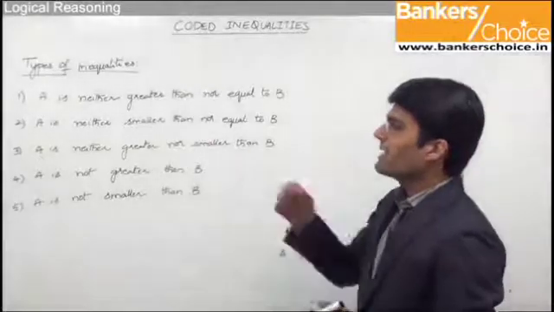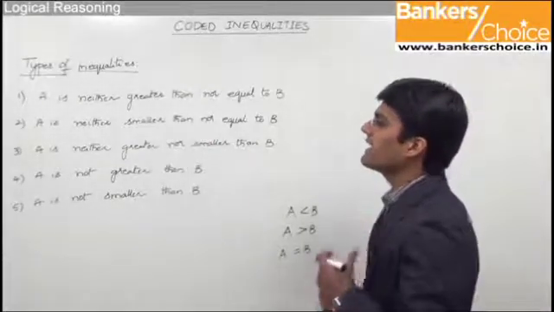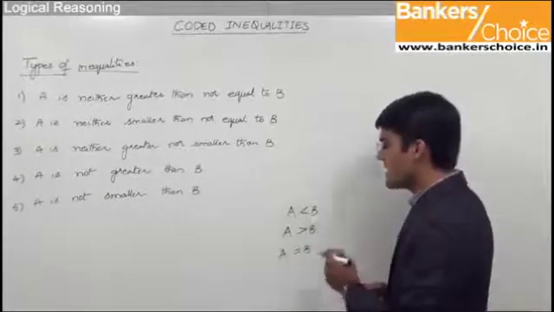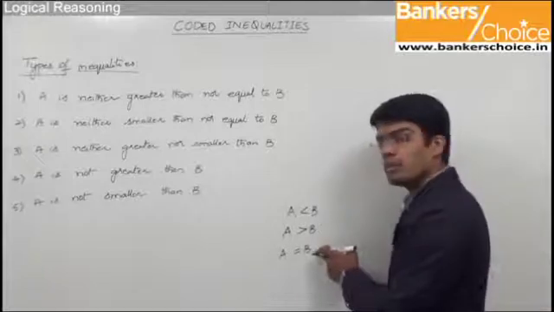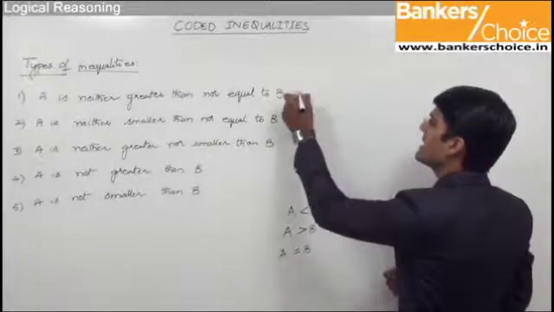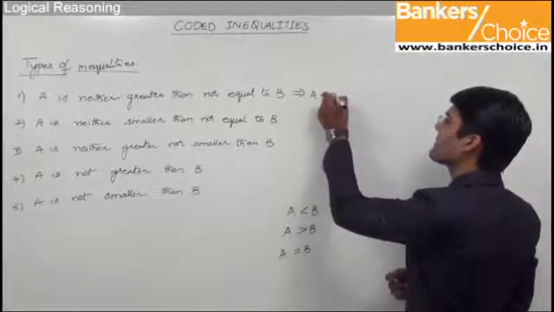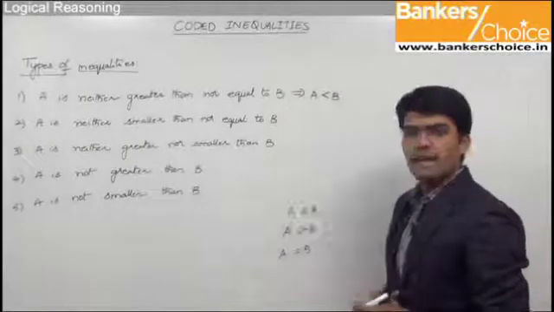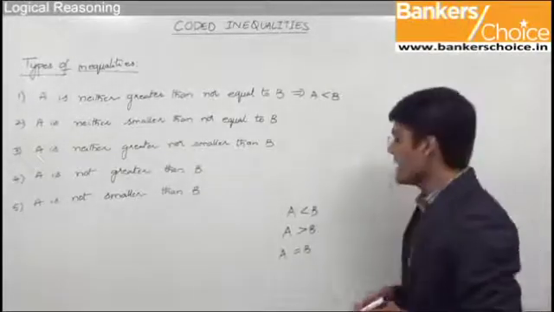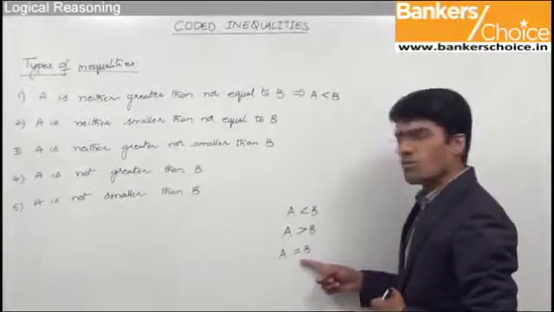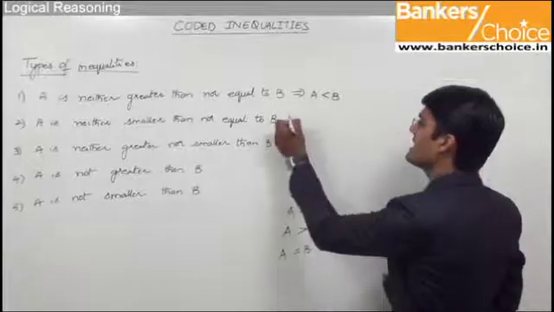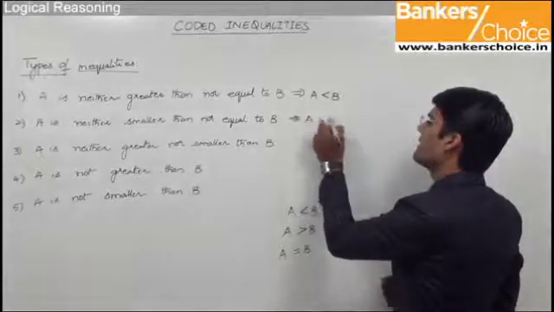Now if you look at the first statement here, it says A is neither greater than nor equal to B. So when we say that A is neither greater than nor equal to B, the only possibility is A should be less than B. So we can say that A is less than B. Now the second one says A is neither smaller than nor equal to B. So the only left out possibility is A should be greater than B. So we can say that A here is greater than B.